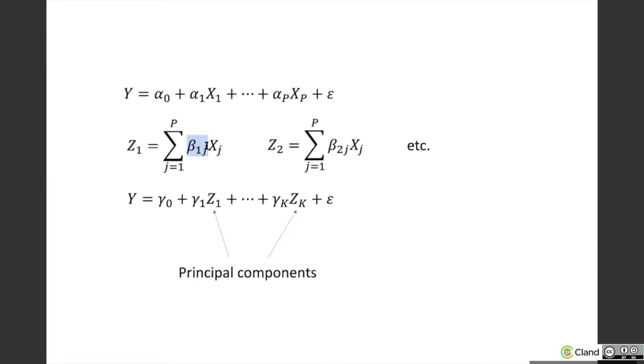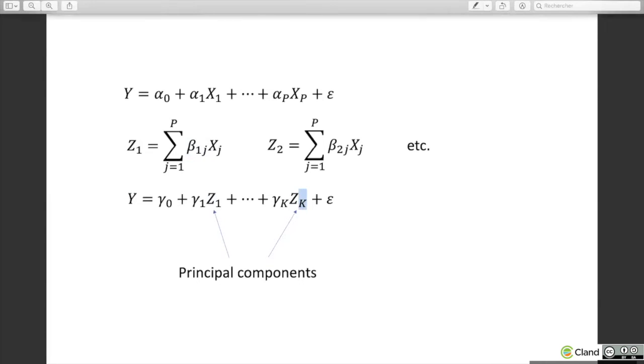You estimate the beta by doing a principal component analysis. And then what you do is to make a regression of y, not as a function of x1, x2, xp, but as a function of z1, z2, zk. And k should be lower than the total number of variables.